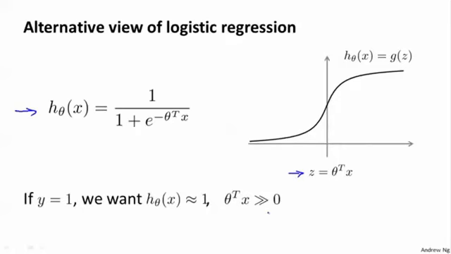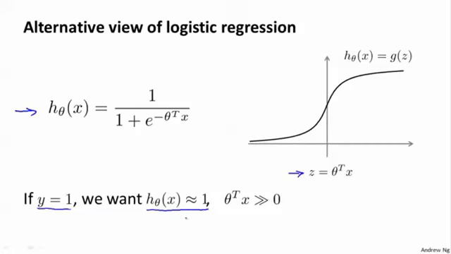Now, let's think about what we would like logistic regression to do. If we have an example with y equals 1, and by this I mean an example in either the training set or the test set, or the cross-validation set, but if y is equal to 1, then we're hoping that h of x will be close to 1. So, right, we're hoping we'll correctly classify that example.